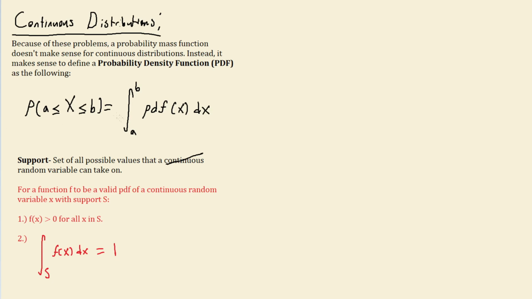And also it has to exhibit this property up here. This is just the definition, where the area under the probability density function from A to B is going to give us the probability of the outcome of our continuous random variable being between A and B. So these are probability density functions, and this is going to be how we will negotiate continuous distributions.